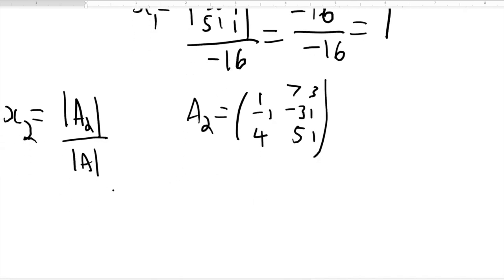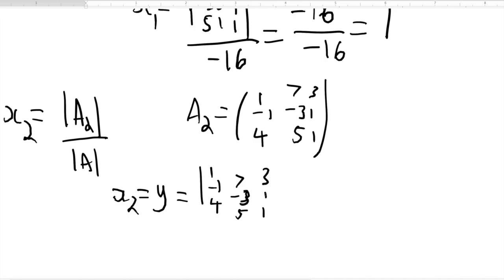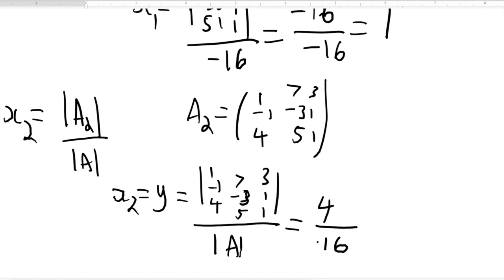So now we can say that x2, which is equal to y, is equal to the determinant of 1, minus 1, 4, 7, minus 3, 5, 3, 1, 1, divided by the determinant of A, which is equal to, we have minus 16 on the bottom, and the determinant of this matrix here is 48. So 48 divided by minus 16 is minus 3. So we have that y equals minus 3.